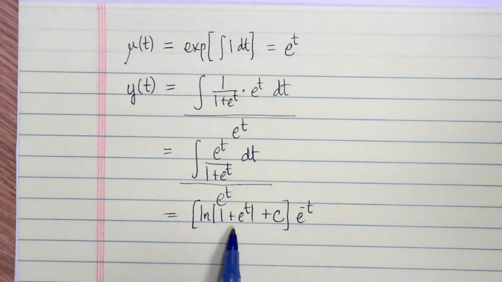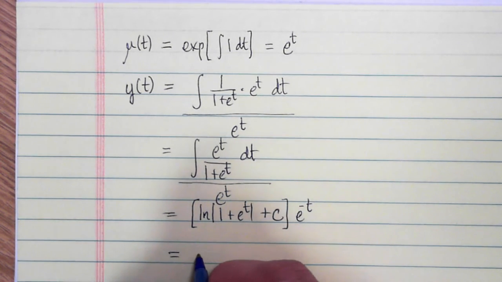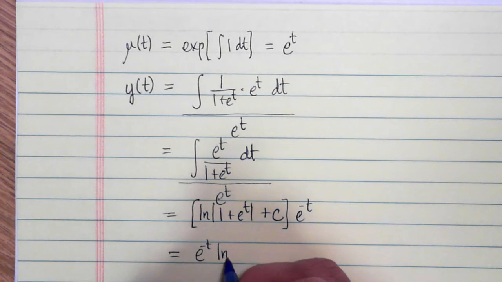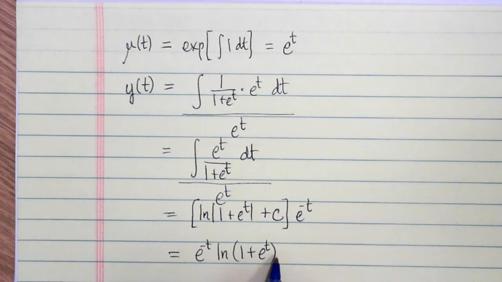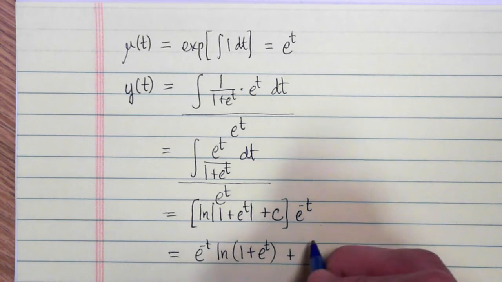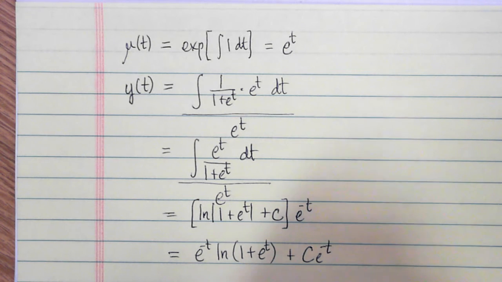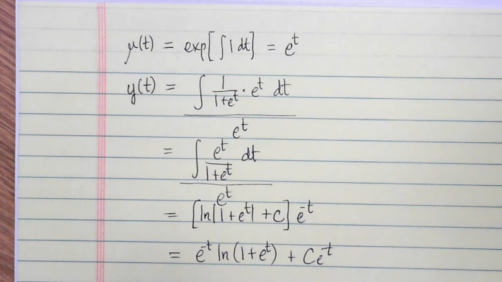And finally, one last substitution I can make. 1 plus e to the t is always positive, and so in this case, the absolute value signs are superfluous, and so I simply get e to the minus t, natural log of 1 plus e to the t. The absolute value signs are not necessary because the thing inside the absolute value is always positive. Continuing, plus c, e to the minus t. So that is the general solution.